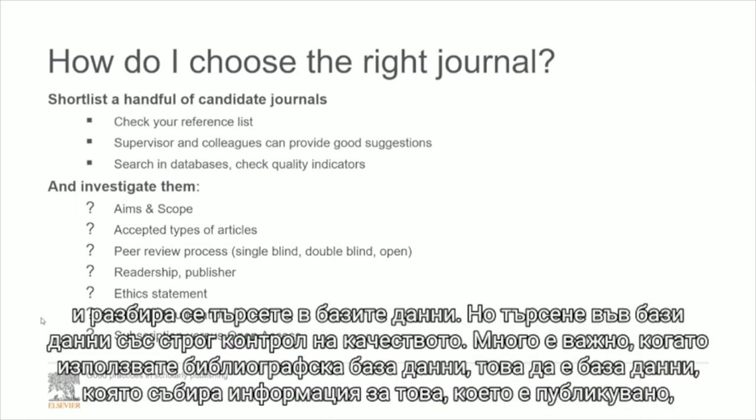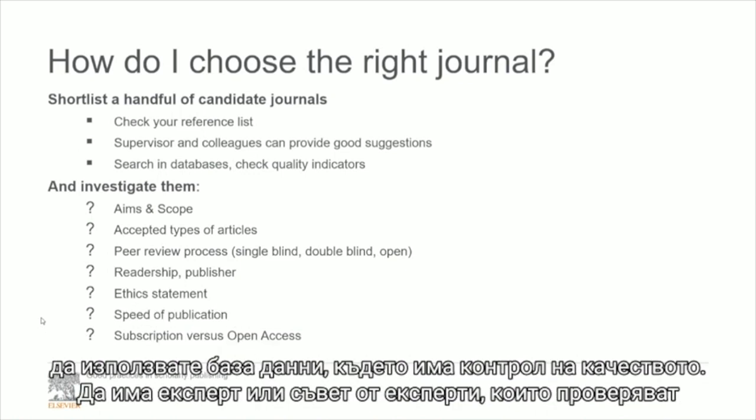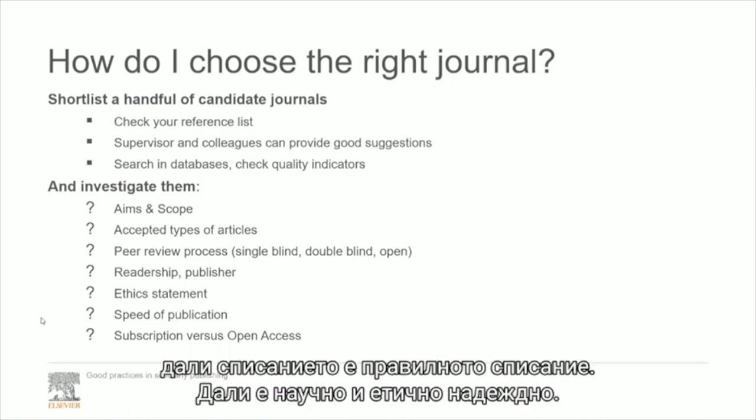And of course, certain databases, but certain databases with strict quality control. It is very important that when you are using a bibliographic database, so a database that collects information about what was published, you are using a database where there is quality control. So when there is an expert or a board of experts who basically checked whether the journal is the right journal, whether it is scientifically and ethically sound.